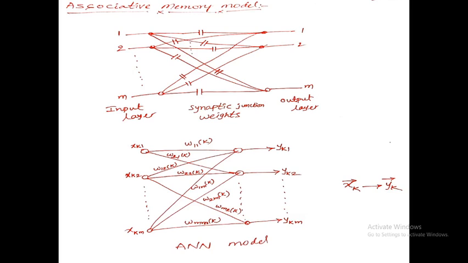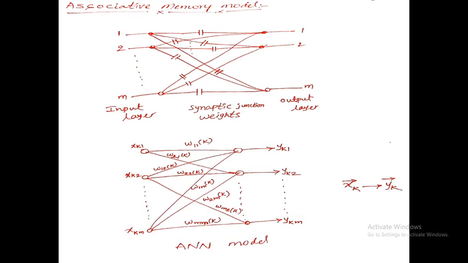Like that, the ANN model is represented, and the K in brackets means it is with respect to the kth pattern. For this kth pattern, the corresponding connection link weights are indicated like this. For every particular pattern, there will be a particular set of connection link weights, and that will identify the corresponding output. There is an association between XK and YK, which are all vectors: XK1 to XKM is a vector, and YK1 to YKM is a vector. That's why XK to YK. There is an association with respect to the corresponding connection link weights, and those weights will identify the corresponding pattern.